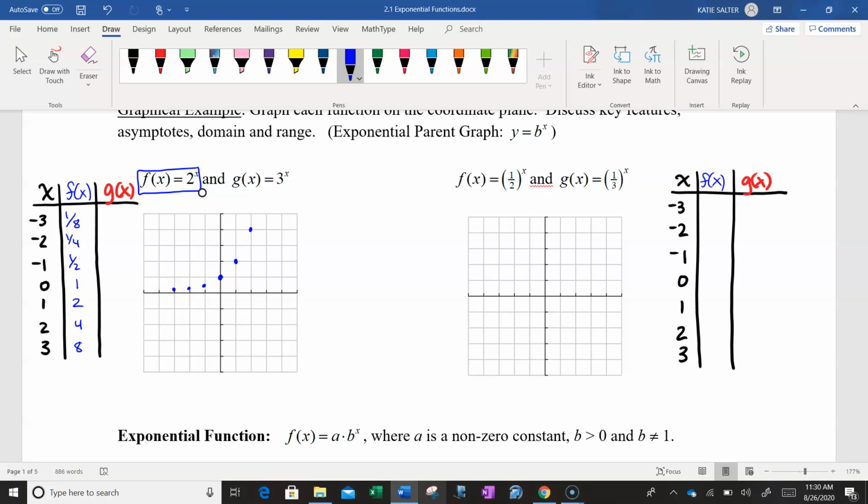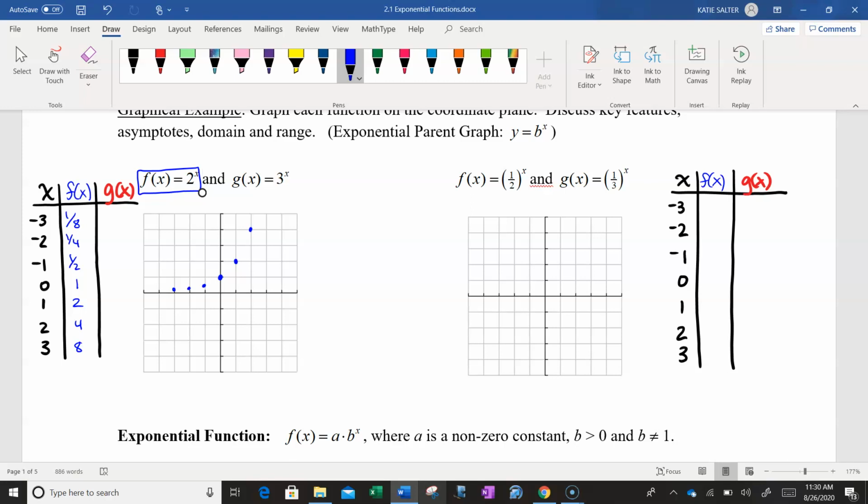I want you to think about this. If we continued going towards negative infinity, what would happen to our y values? So, for example, if I substitute negative 4, we'd be at 1 over 16. Negative 5, we'd be at 1 over 32. Then 1 over 64. Then 1 over 128. Then 1 over 256.